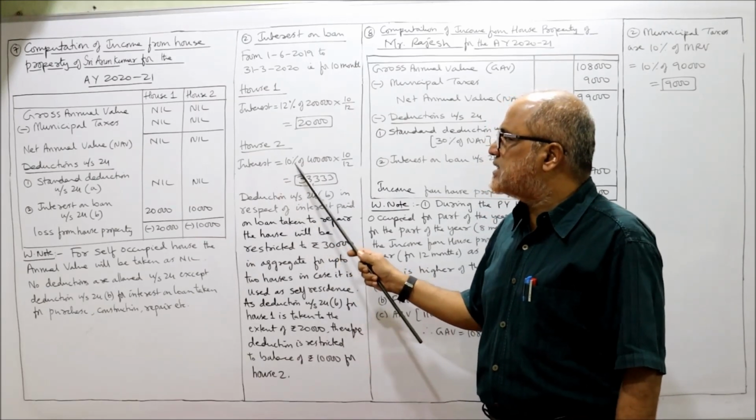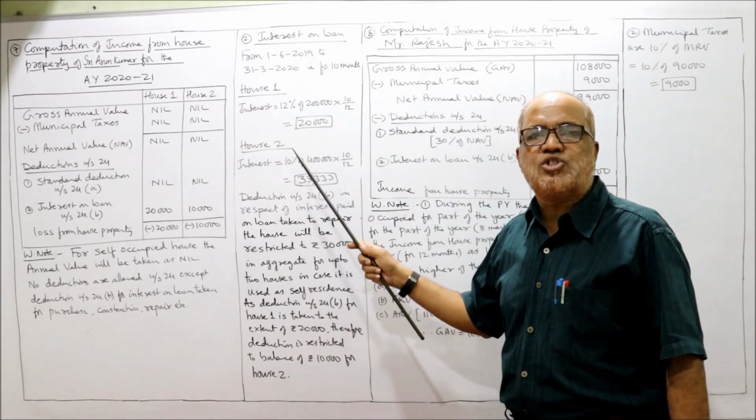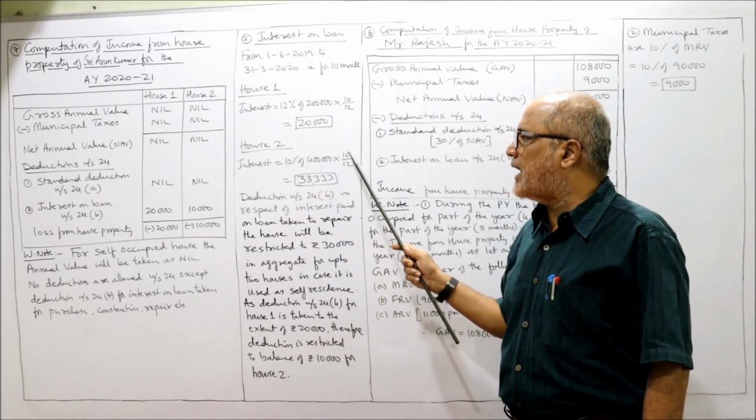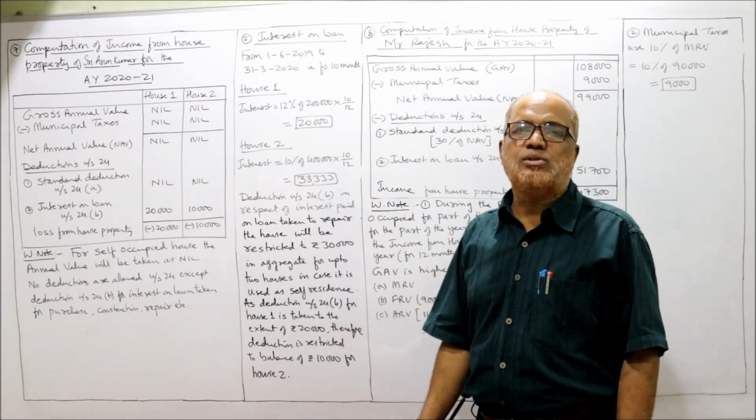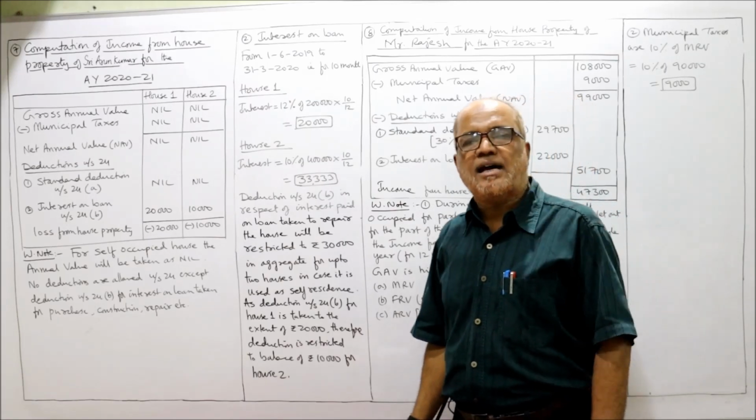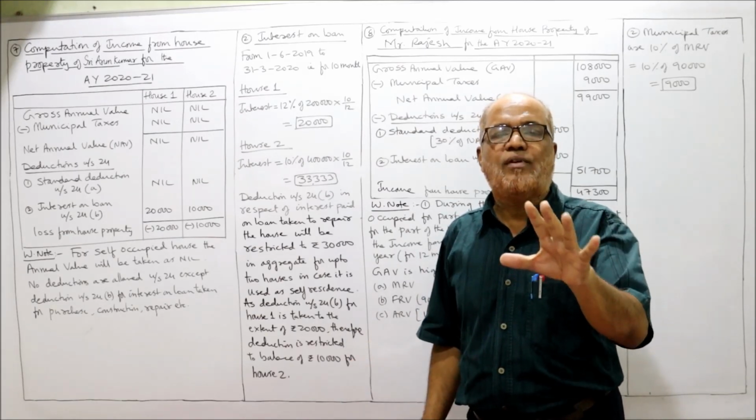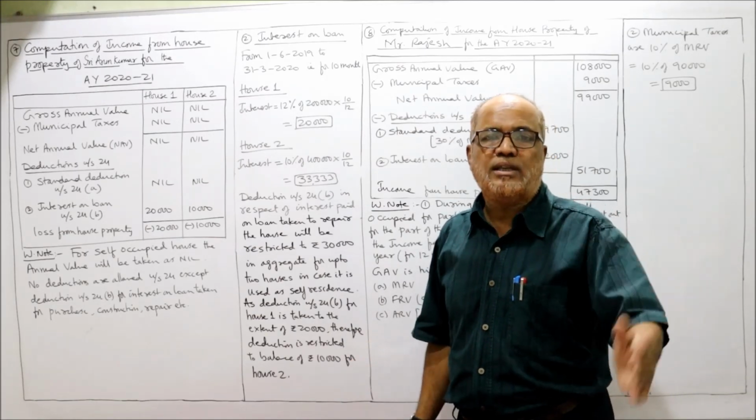House number 2, interest is 10% of 4 lakh. Loan amount is 4 lakh rupees given. Rate of interest 10%. So 10% of 4 lakh into 10 by 12, 33,333 is the interest. But the Income Tax Act says the total interest allowed is 30,000 for both the houses, not more than 30,000.